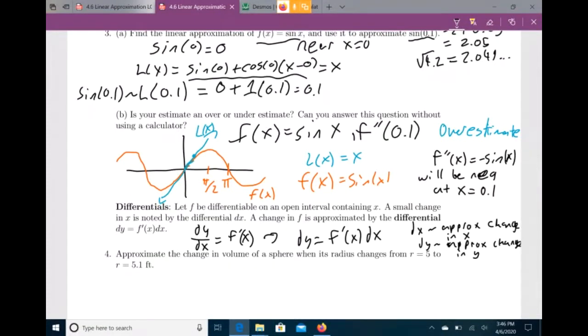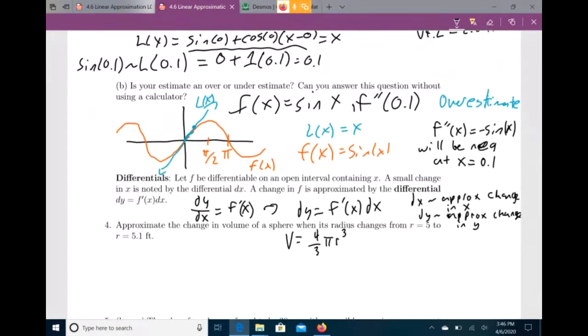All right, so let's approximate the change in volume of a sphere when its radius changes from 5 to 5.1. Okay, so the volume of a sphere is 4/3 pi r cubed, as you all know. As you all love to know, I'm sure. And now let's approximate the change in volume if we know the change in radius. It's not all that dissimilar to some of the related rates problems that we've done.